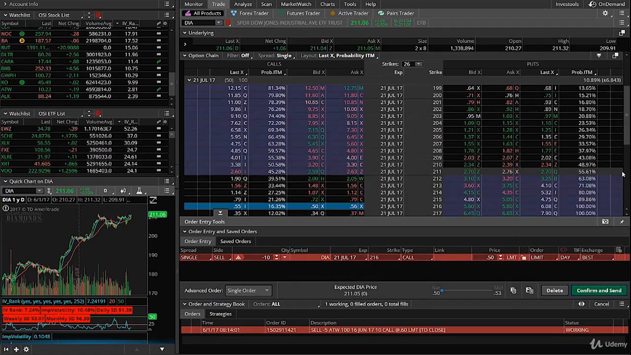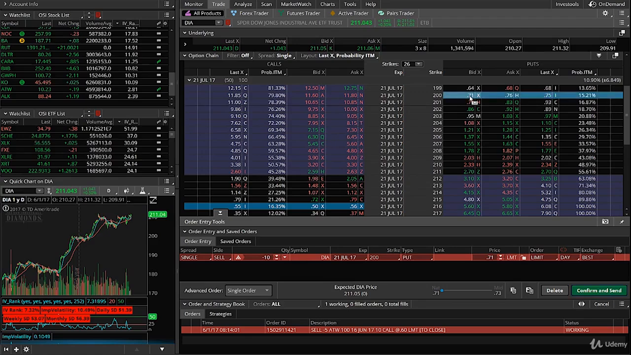Going back to our DIA option chain, all the same properties that apply to selling a call also apply to puts. Only this time, we want the stock to stay above whatever level we select. Looking at the 200 strike price put, which has a 15% chance of finishing in the money and an 85% chance of finishing out of the money, seems like a good bet. I would sell this by left-clicking the bid, and the option will be loaded into the order entry area. I would then ensure that the price and the quantity are at the level I am seeking, and then press Confirm and Send.